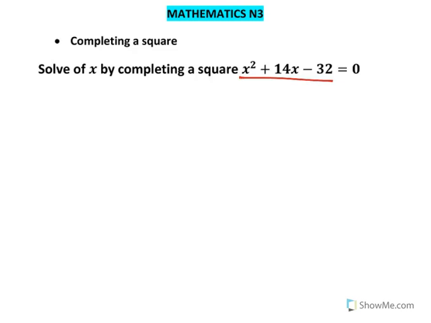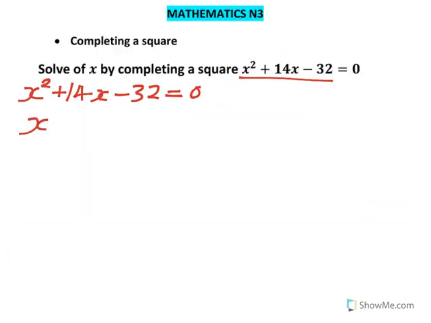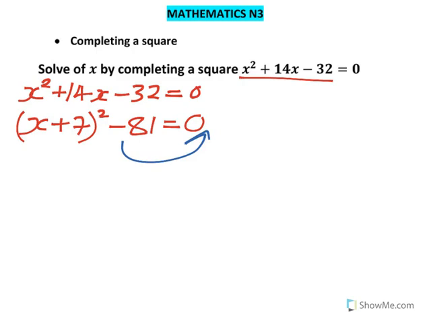We are still following the same method by saying, remember, it was x squared plus 14x minus 32 now equal to 0. When we completed a square, we got x plus 7 squared minus 81. Now we are just equating that to 0. Take 81 across and change the sign. What you are going to have is x plus 7 squared is equal to 81.